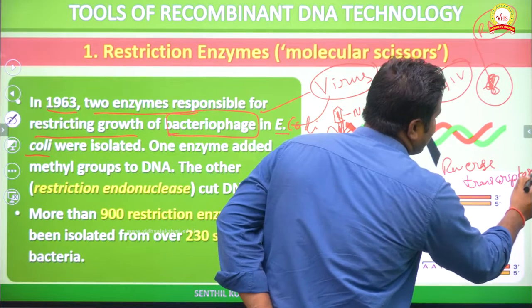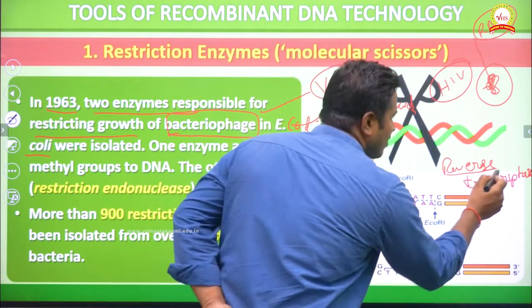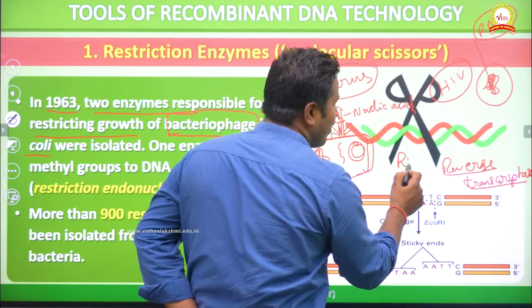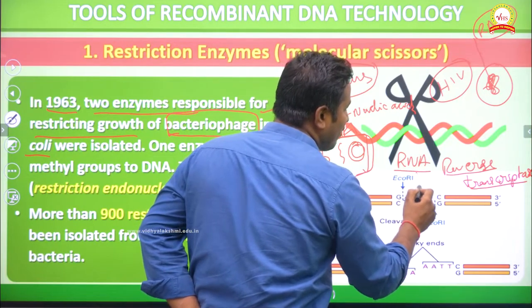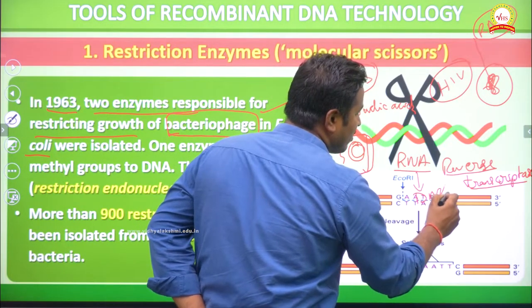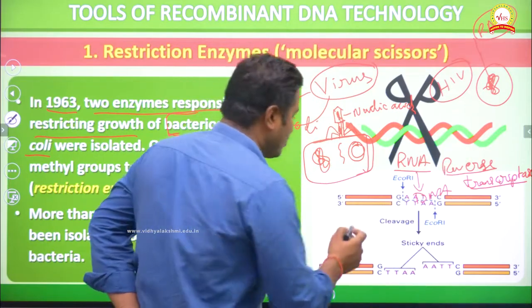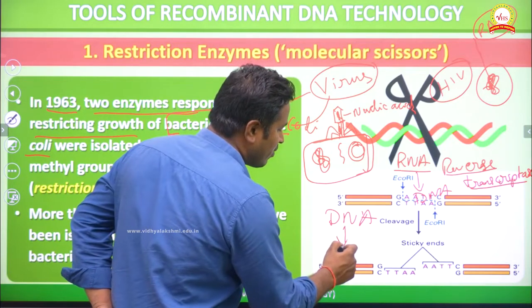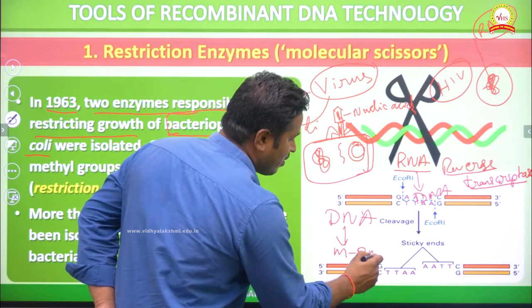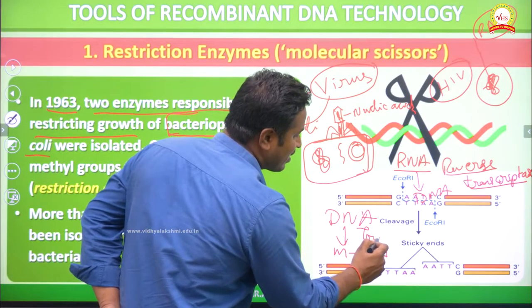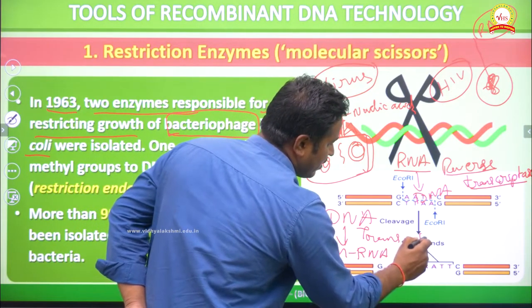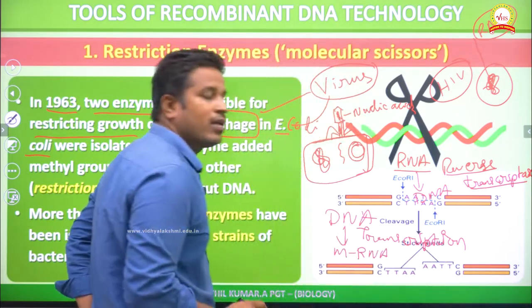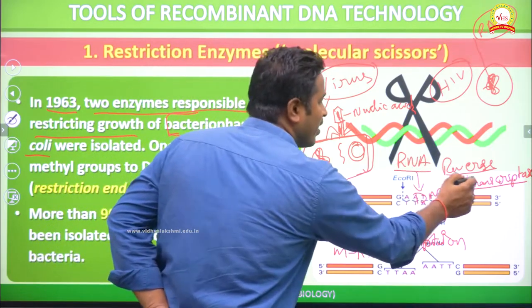Reverse transcriptase enzyme. So what is the role of reverse transcriptase? The RNA is there, right? The RNA will be converted back into DNA. That is the role. Usually, in the central dogma of life, we discussed, DNA goes to mRNA. This process is called transcription.